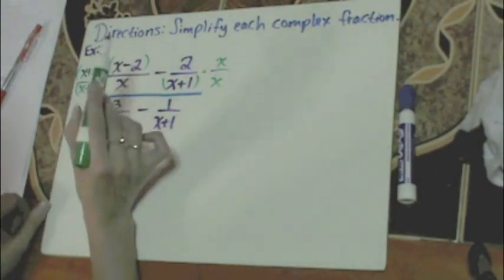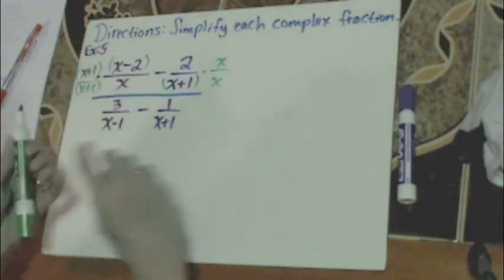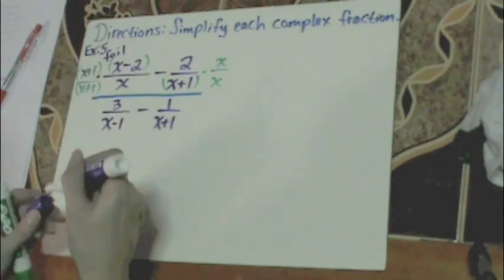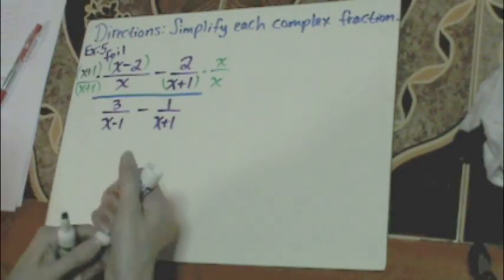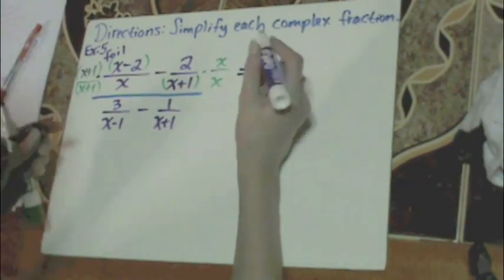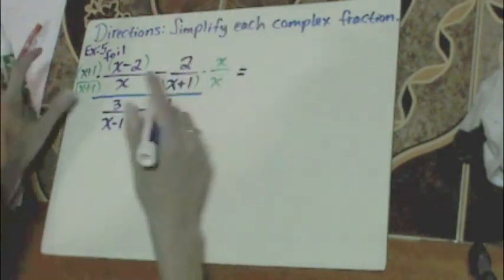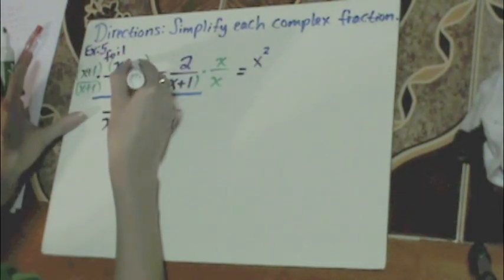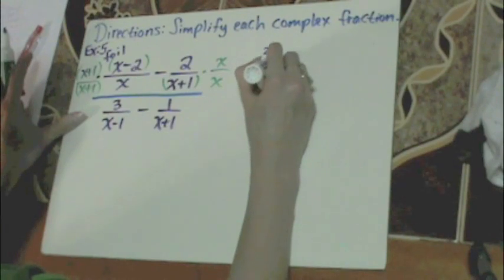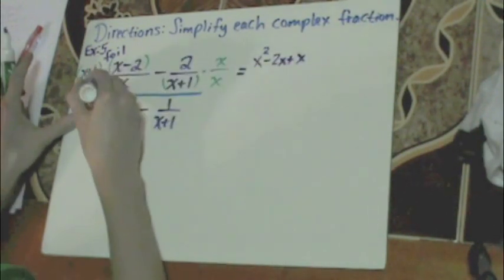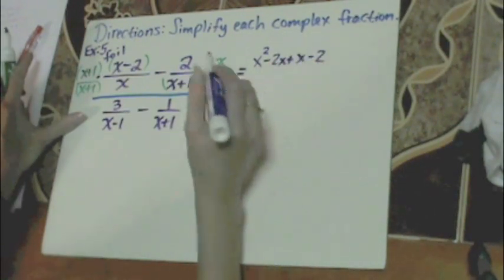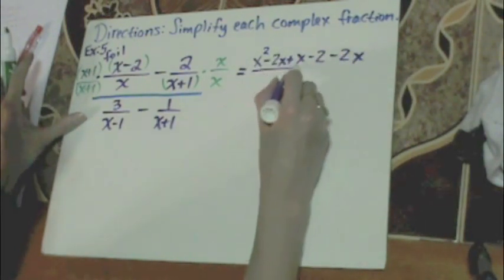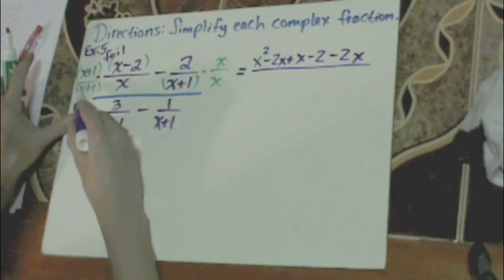Now this is a quantity times a quantity, so we need to FOIL. That's right, FOIL. Okay, so we're going to FOIL that out. So if I FOIL this, then I have x times x is going to give me x squared, a negative 2x, and plus x. So negative 2x plus x, and then a negative 2. Then I have a negative 2 times x, so that's negative 2x. There's my numerator, and then divided by my denominator, which is x times that quantity.